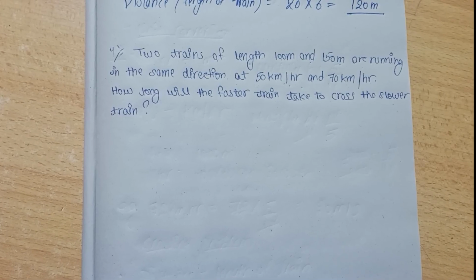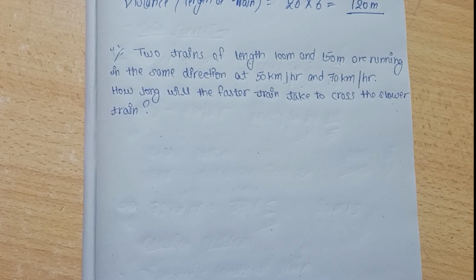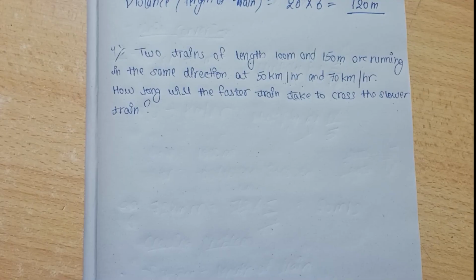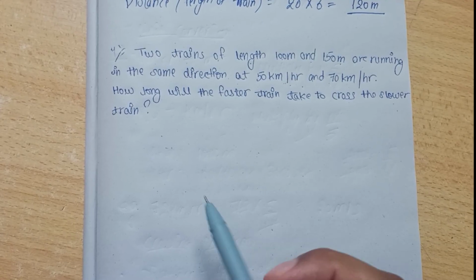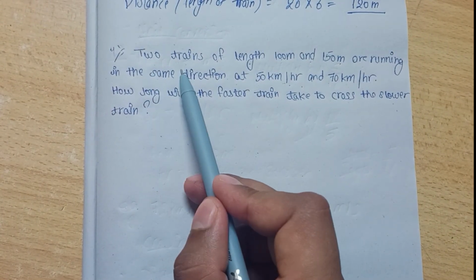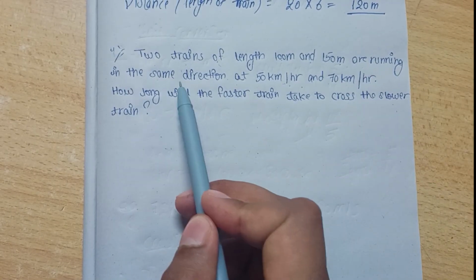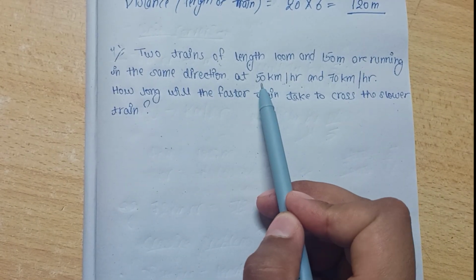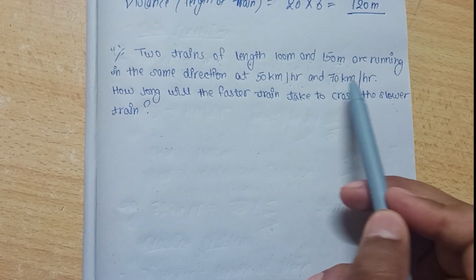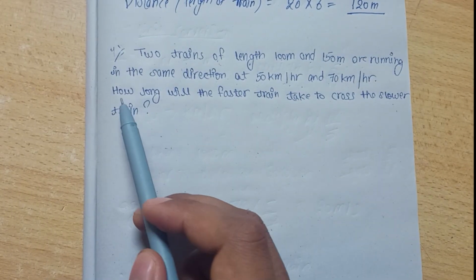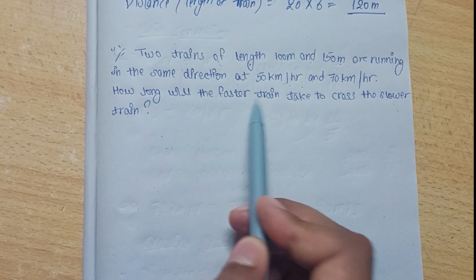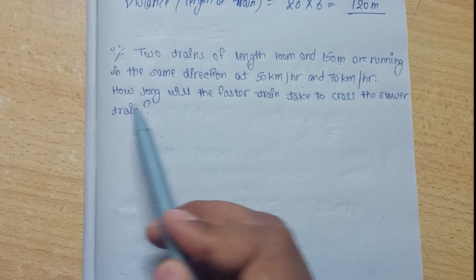So today we will solve problems on time, speed and distance related to the train questions. The first question is: two trains of length 100 meter and 150 meter are running in the same direction at the speed of 50 km per hour and 70 km per hour. How long will the faster train take to cross the slower train?